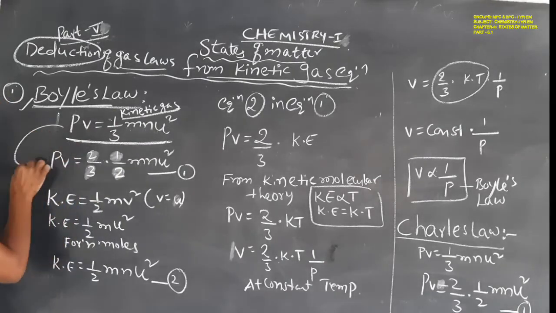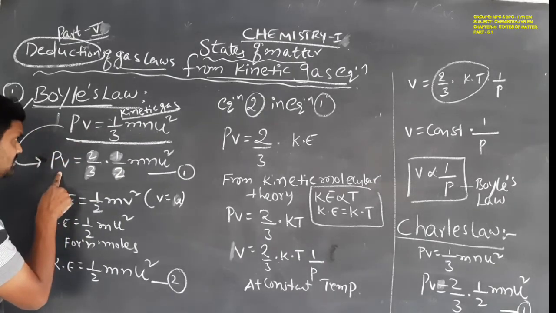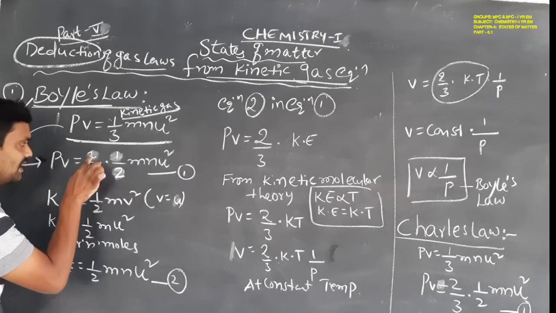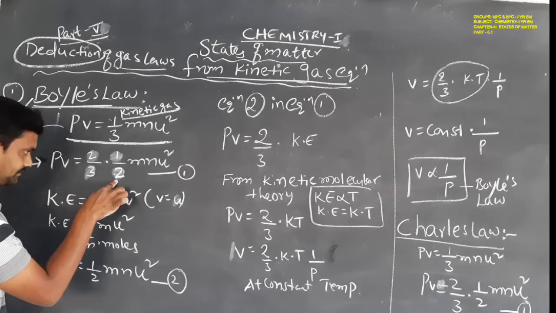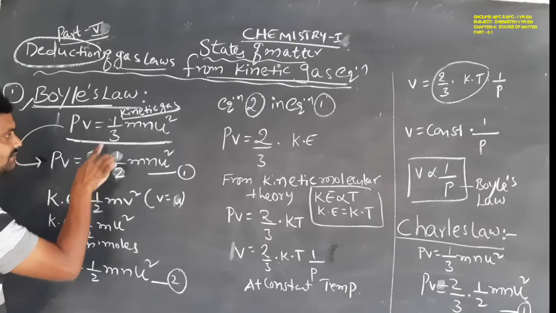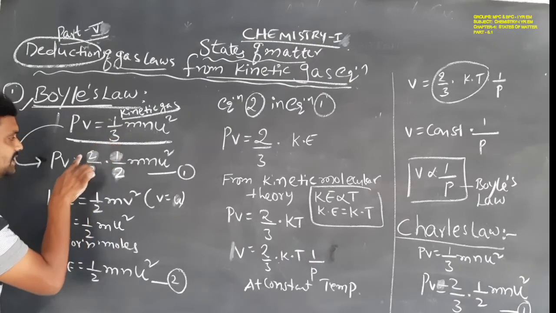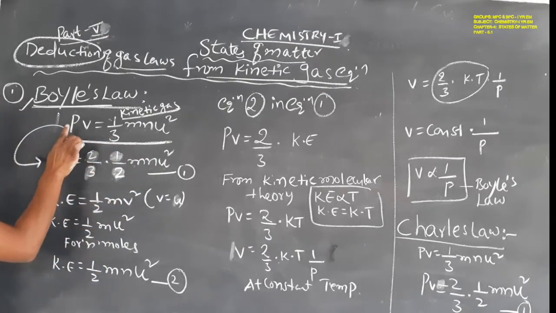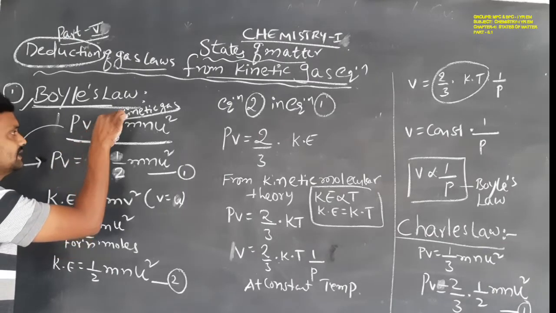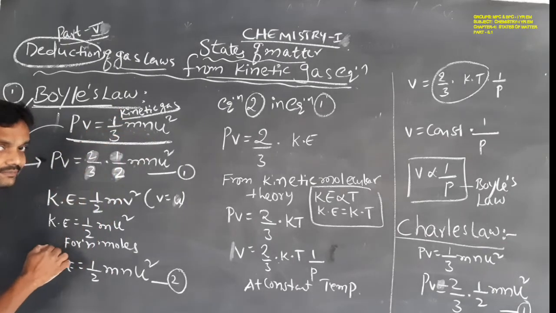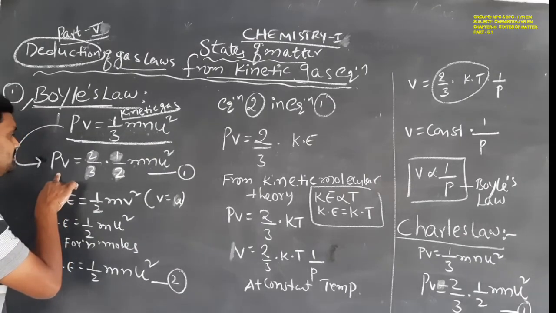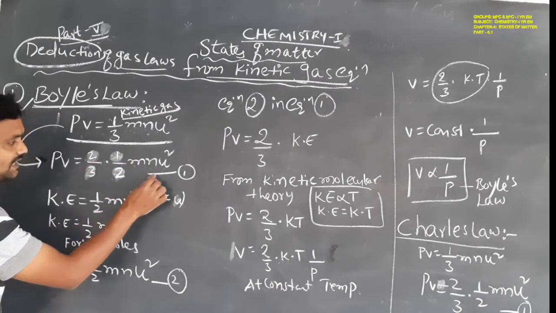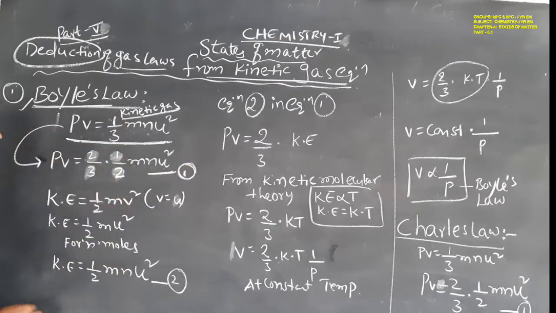Here this kinetic gas equation can be changed. The 1 by 3 can be written as 2 by 3 into 1 by 2. When the 2 gets cancelled, the remaining 1 by 3 is the same. So PV equals 1 by 3 mNu square can be changed as PV equals 2 by 3 into 1 by 2 mNu square. Let us call this equation 1.